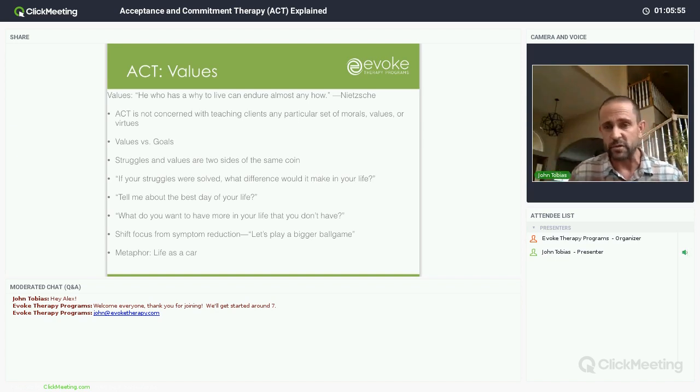Oftentimes my clients will say, well, I'm just kind of waiting to feel better, or, therapy's going to make me feel better. And one of the things I'll say is, well, if you're just kind of waiting to feel better, you could be waiting a long damn time. And that can be powerful for them to grapple with the idea of, what if feelings are just the byproduct of the car, the exhaust of the car, rather than the fuel?